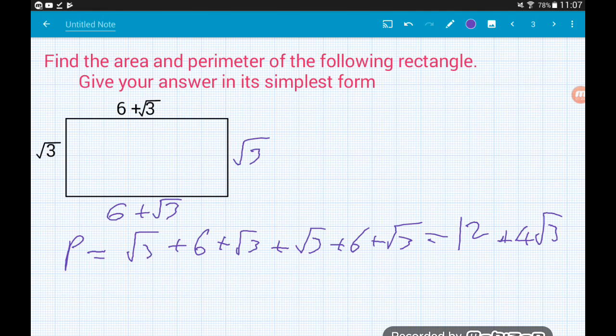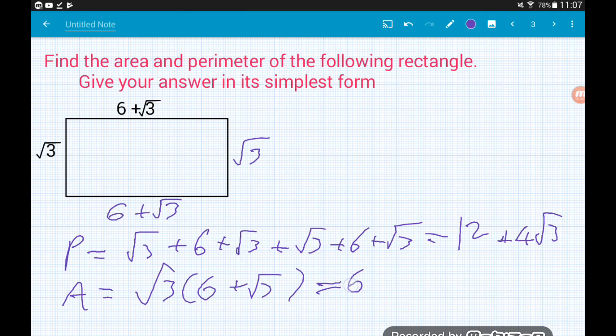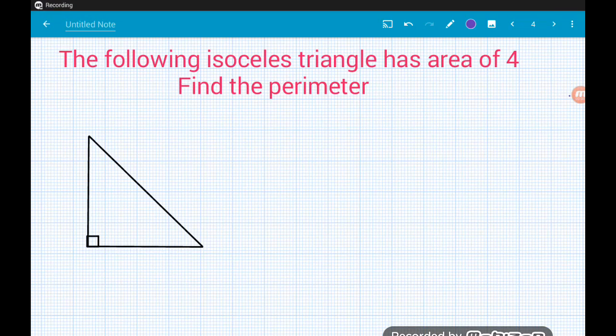Now for the area of a rectangle, we multiply the base by the height. So we're going to do root 3 multiplied by 6 plus root 3, and that's going to give us 6 root 3, and root 3 times root 3 is 3. So the area is going to be 6 root 3 add 3 square units. Rocking. Job done. Okay, question 3.